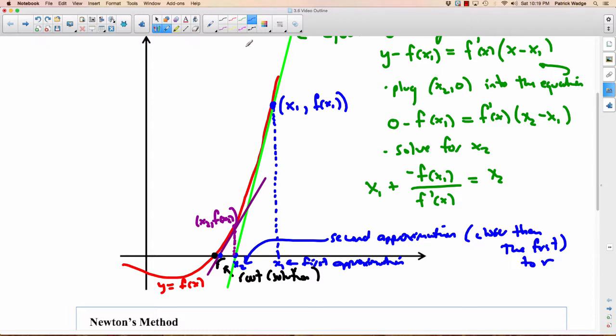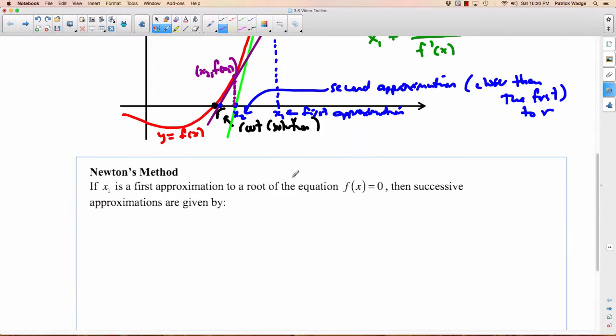I'd probably stop copying down what I'm doing here, but you'd say the equation of this purple tangent line is y minus f of x2 equals the derivative of f of x2 times x minus x2, and then you could plug x3, 0 into this equation, work it all through and isolate x3, and you're going to get something very, very similar to this. And you could do this over and over and over as many times as you want. So I know that's hard to follow, but this is hopefully kind of showing you a little bit about how the procedure works.